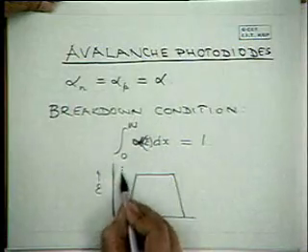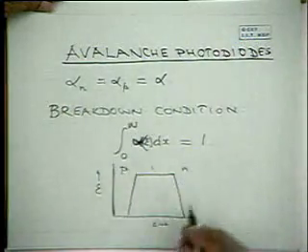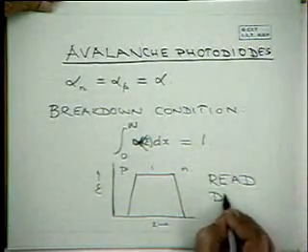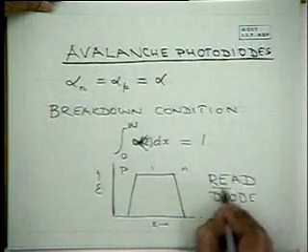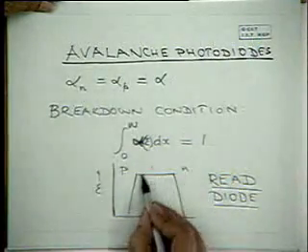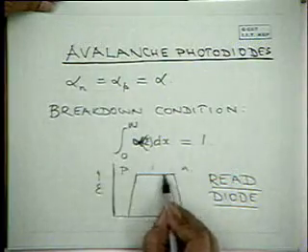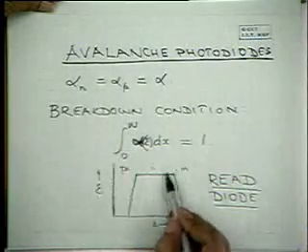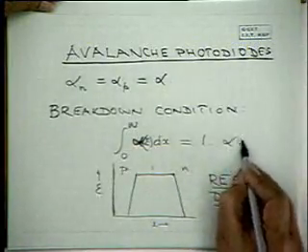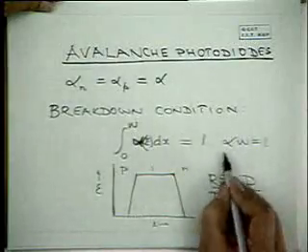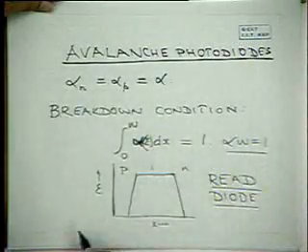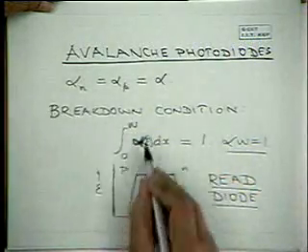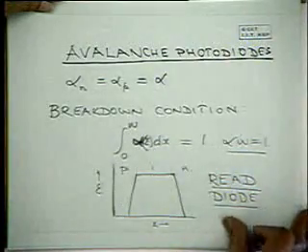This is a typical PIN structure. This is also called a Reed diode because it was proposed by Reed a long time back. In this case, over this region, electric field is constant, and therefore alpha is constant, so you can take alpha out. Then the condition becomes that alpha W is equal to 1, only if you have a constant electric field. In general, you do not have a constant electric field, so you have to calculate this breakdown condition numerically.